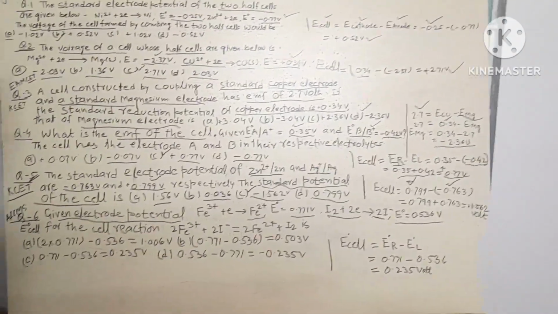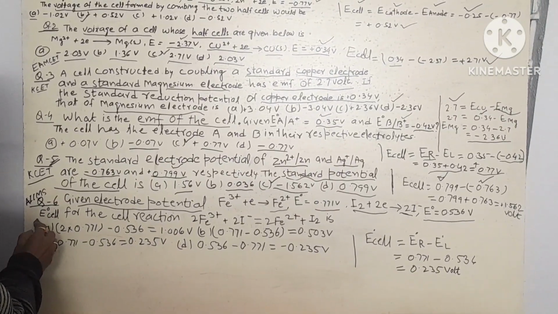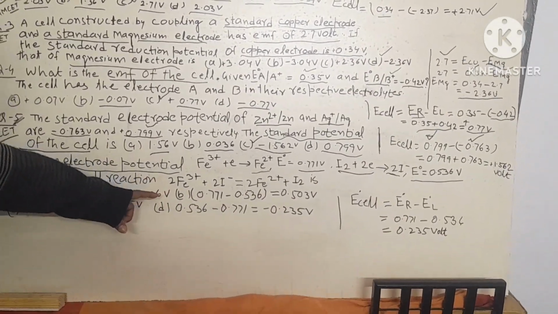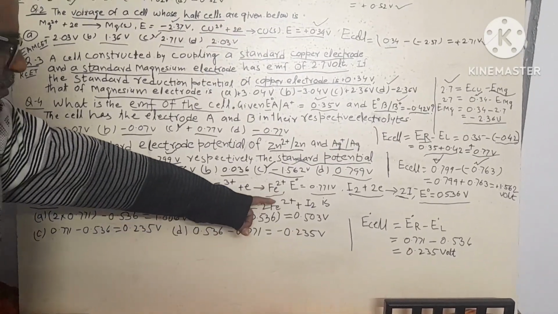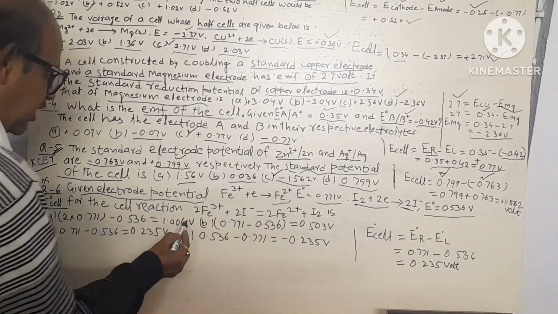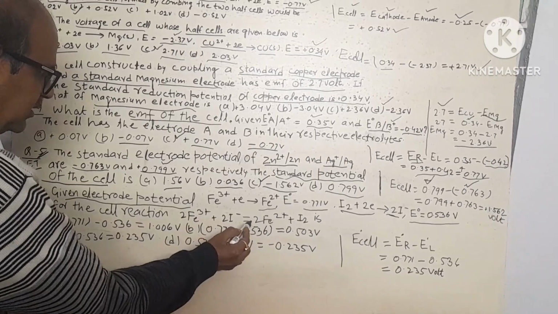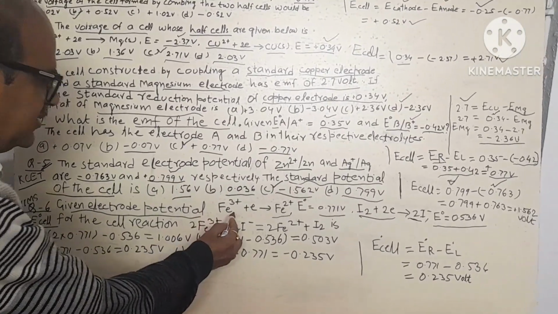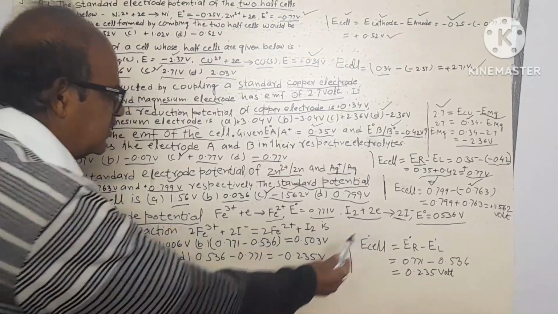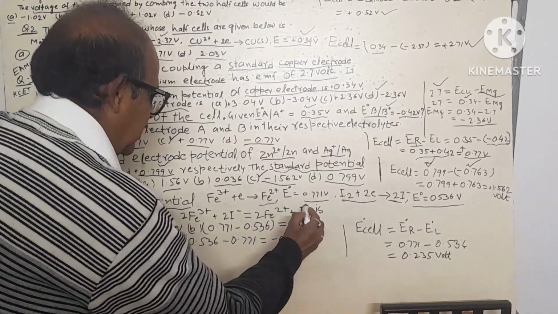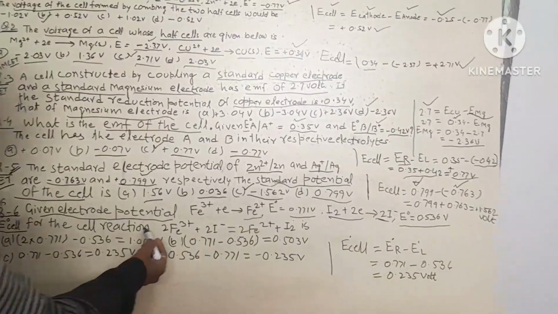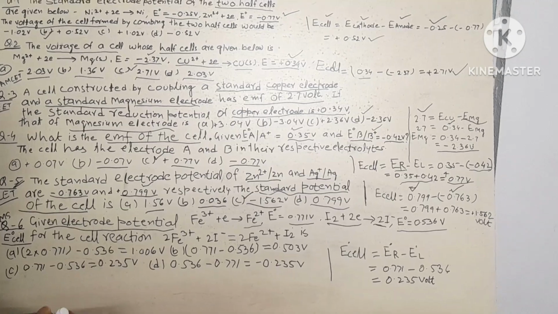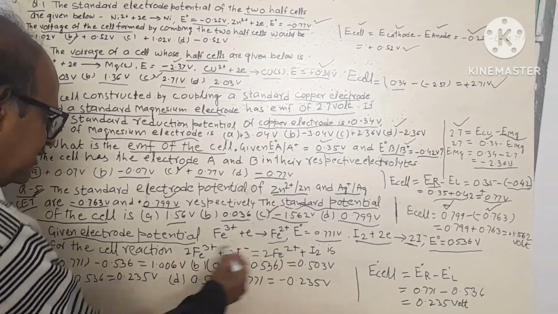Now you have to calculate E cell. E cell for the cell reaction. The reaction they have given is 2Fe3+ plus 2I minus gives 2Fe2+ plus I2. This is the cell reaction. Actually, when you add the first electrode reaction and the second electrode reaction, you will get this reaction. You should not be afraid by seeing this. After joining the two electrodes, it became the cell. Then here the cell reaction is this.